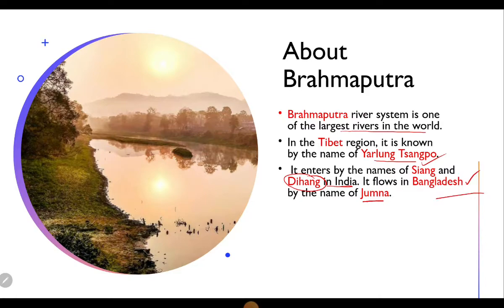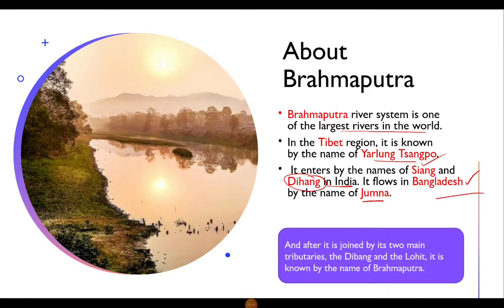Let's see the next important thing. When the two main tributaries of Brahmaputra, Dibang and Lohit, join together, then it's known by the name of Brahmaputra. Here it's written that when its two main right bank tributaries, Dibang and Lohit, join, then the river is named Brahmaputra, meaning the mixture of Dibang and Lohit.